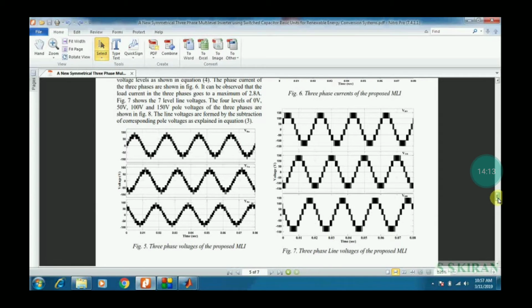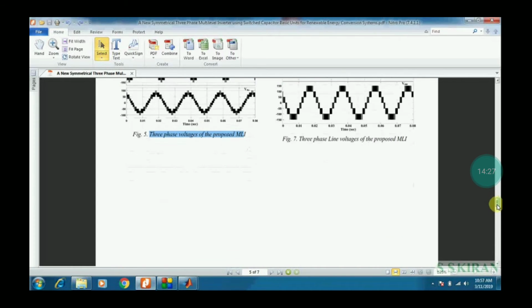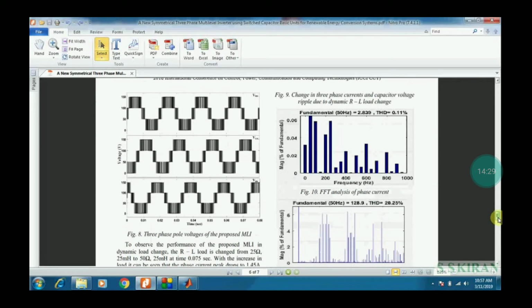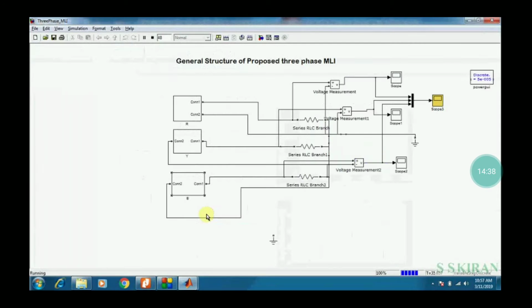Yes, these are the 3-phase line voltages of the proposed MLA. Or these both are the same 3-phase MLA voltage. You can take any one. Yes, figure 5 and figure 7. It can be observed as the outputs. Yes, these are the 3-phase MLA pole voltages of the proposed MLA. This is also fine. You can observe these waveforms now.